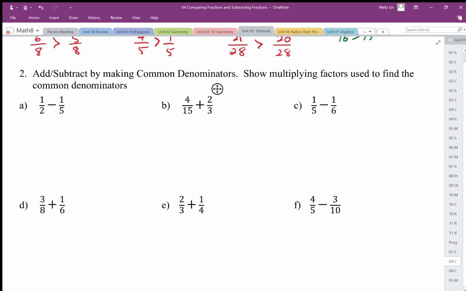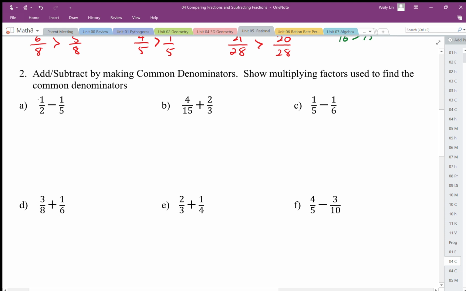Adding and subtracting fractions involves making a common denominator, or common size fraction pieces, because otherwise we cannot add and subtract these fractions from each other. So to do this, we need to get a common denominator, and you need to show me the multiplying factors involved. First of all, we have to establish what is going to be the common denominator here. So with 2 and 5, we want the lowest common multiple, which in this case will be 10.